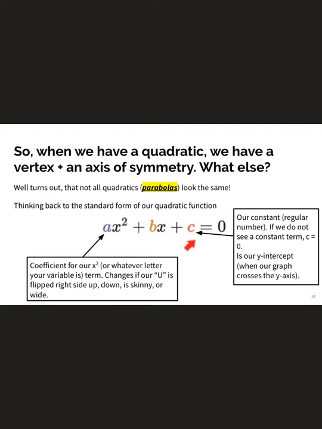Our C term, which is another part of our quadratic that we focus on in Algebra 1, is our constant in our quadratic function. And it determines our y-intercept, or when our graph crosses the y-axis. So let's look at a few examples of how changing some of these can actually drastically manipulate the way our graph looks.